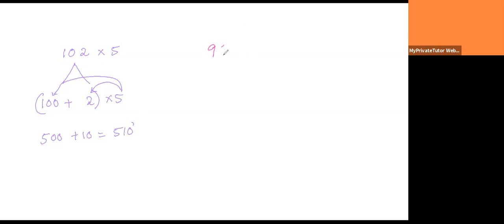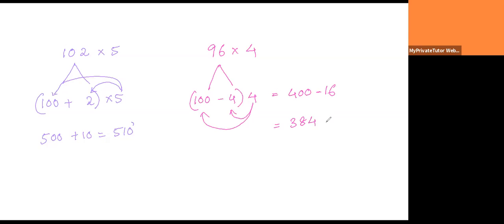For example, 96 times 4. It will take some time to solve this question, right? So can we split 96 as 100 minus 4? We can. Times 4. And then you're going to distribute. What is 4 times 100? 400. Minus, what is 4 times 4? 16. Just 16 take away from 400. We got the answer, 384. See how easily we got the answer.